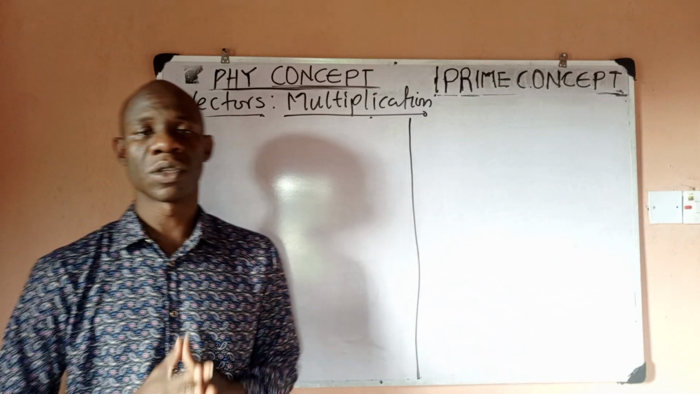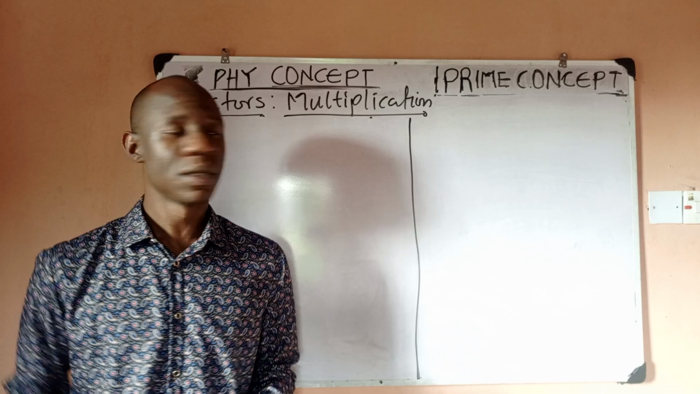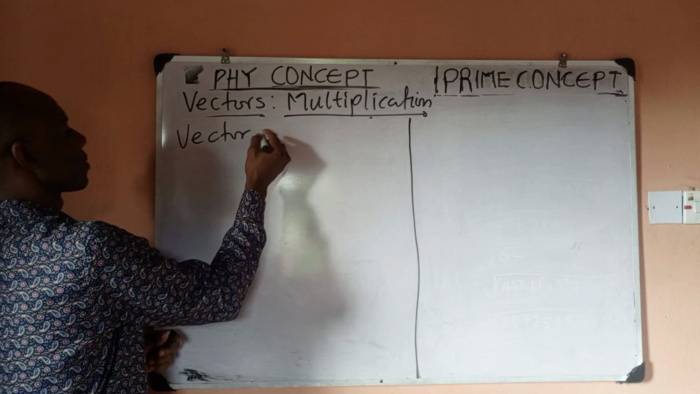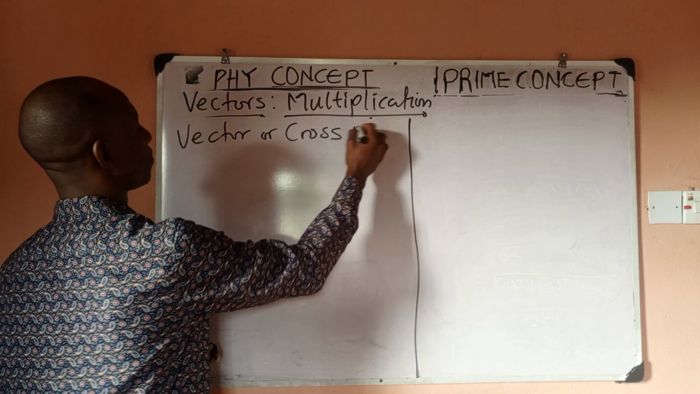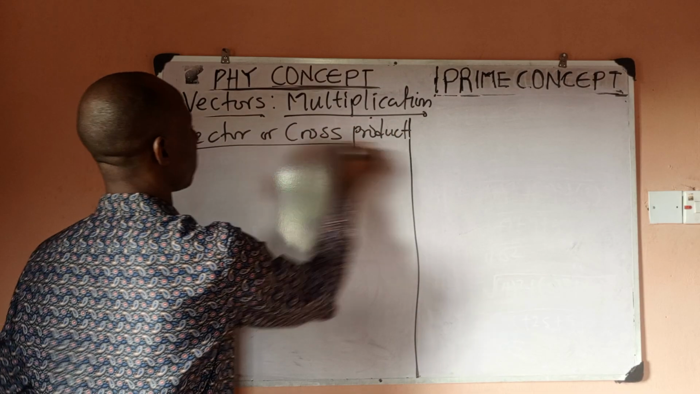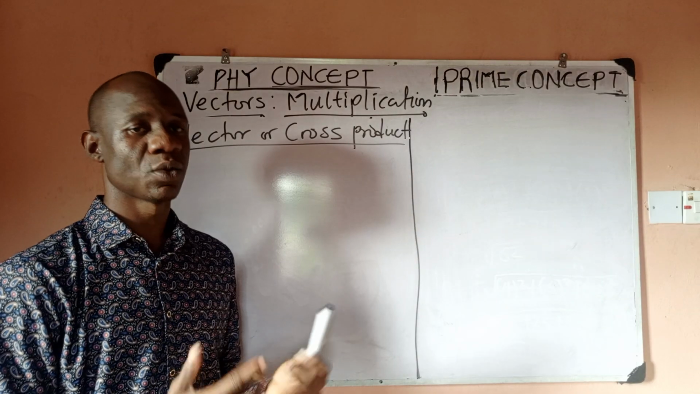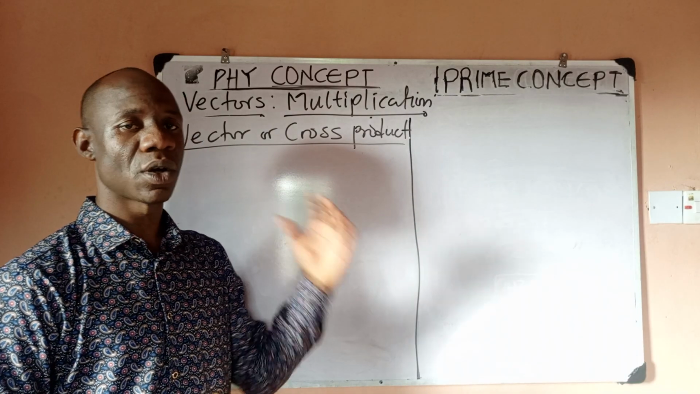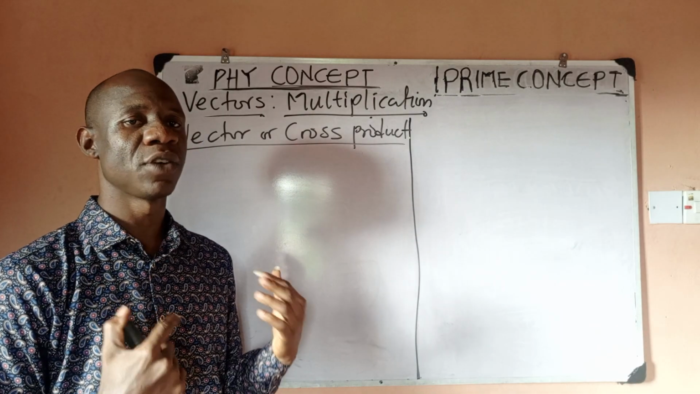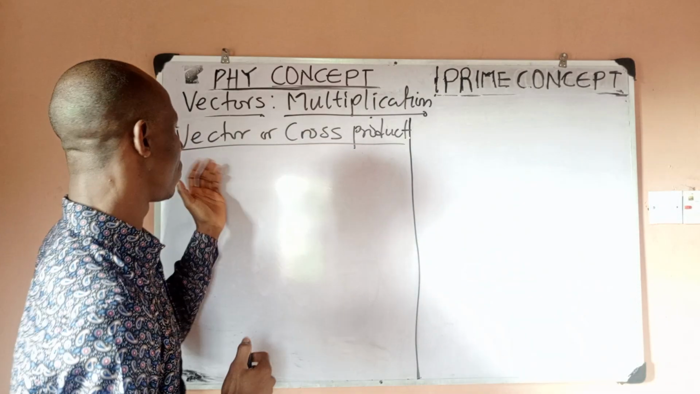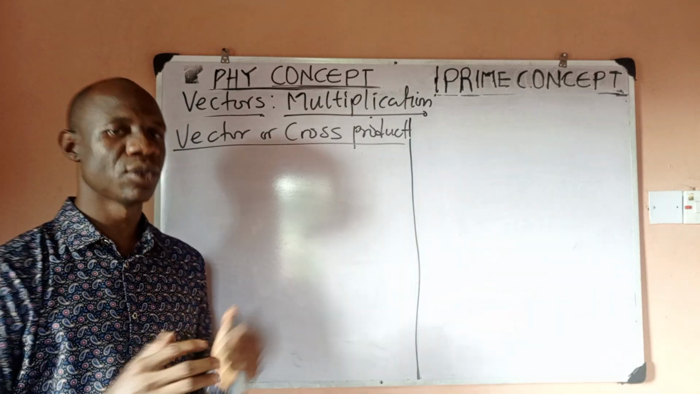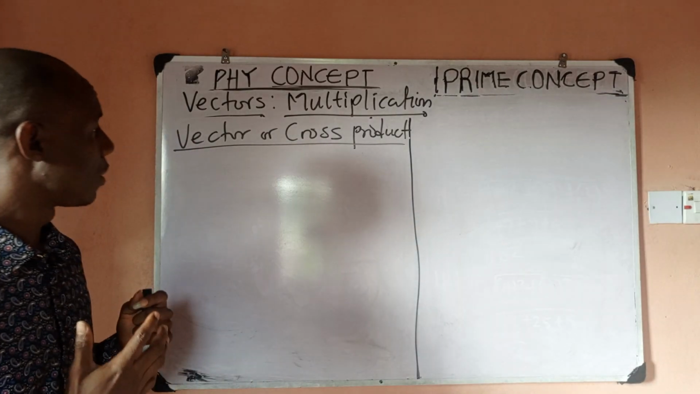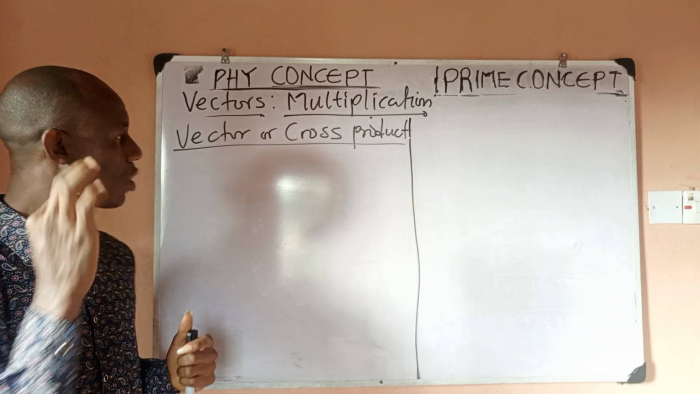So in this video, we want to consider another part of vector multiplication, which is what we know as vector product. So we call it vector or cross product. So it's another type. Remember, we mentioned that we have two classes. We talked about multiplication of two vectors, which is where we have our scalar product and our vector product. So in our previous video, we learned scalar product. In this video, we want to understand vector product. So do well to stick with me in this video till the end, and the concept will be revealed to you.